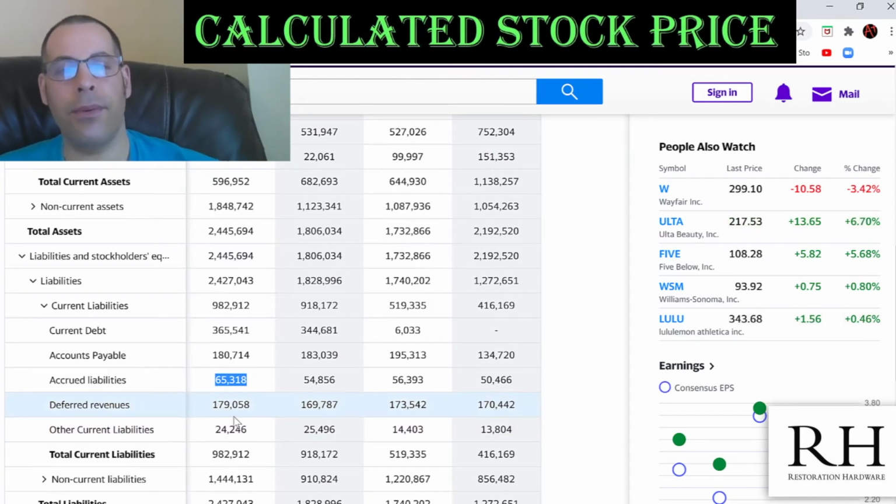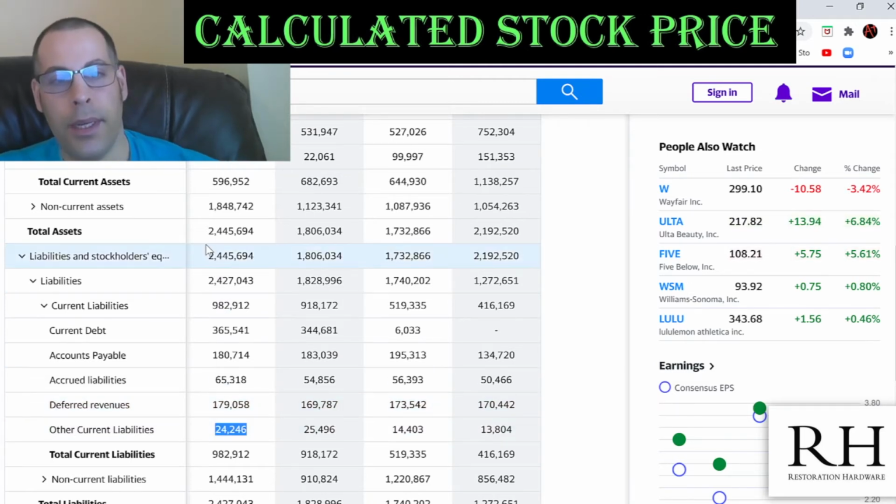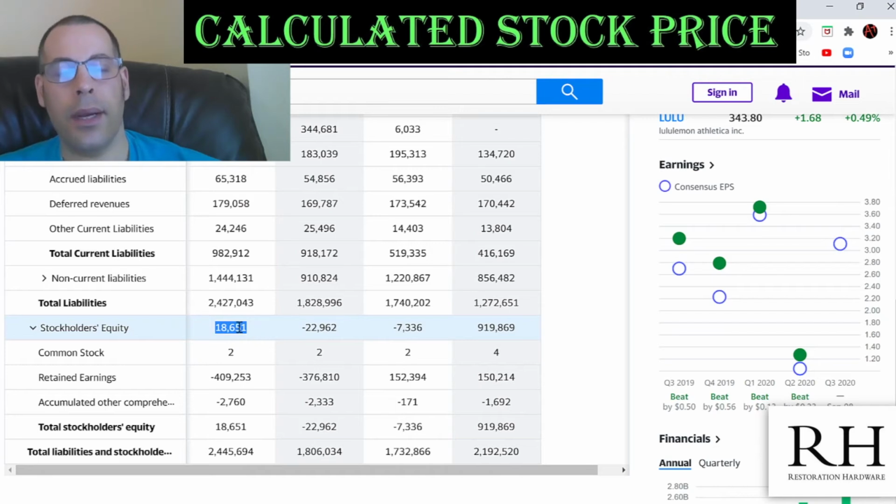Deferred revenue of $179 million. So this company received $179 million of revenue from sales, but it has not yet delivered the product yet. When it delivers the product, then it pulls it out of deferred revenue. Other current liabilities are $24 million. Stockholders Equity is the value of the company according to the balance sheet, and that's $18.5 million.